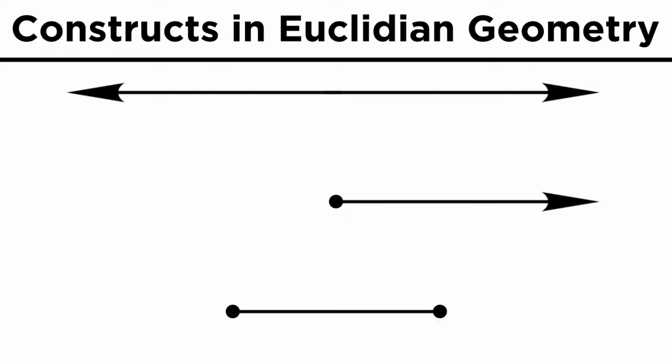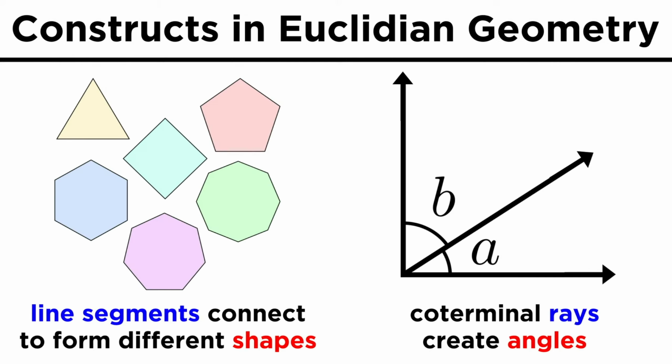We can use lines, rays, and line segments to generate all kinds of figures. We can make shapes with differing numbers of sides, and we can also create all kinds of angles between these lines.